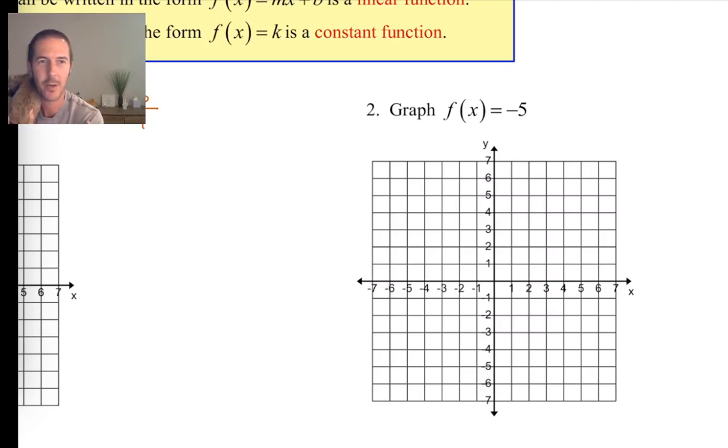Y equals -5, or f of x equals -5, means that all of our output values, regardless of our input value, our output value is going to be -5. So you could put in an input value of -2, and you're going to get out a y value of -5. So we could plot the point -2, -5. Or if you put in an x value of +4, you're still going to get the same output, or y value of -5. So an equation like this, a constant function, is going to be a horizontal line, and in this case, it lives down here at y equals -5.